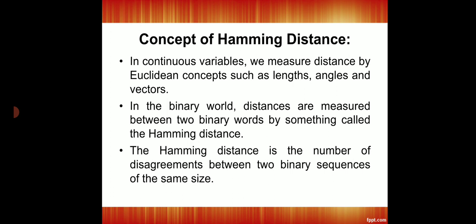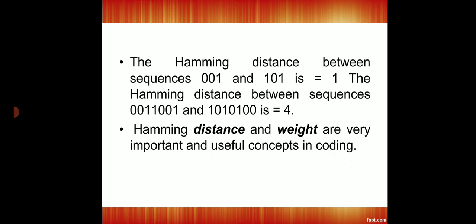First, we encode the message by Hamming code. First step, we calculate the number of redundant bits. Next, we position the redundant bits. Next, we calculate the values of each redundant bit. The Hamming distance between one sequence and the other is 1, and the Hamming distance between the sequence 00110001 and 1010100 is 4. So the Hamming distance and weight are important concepts.